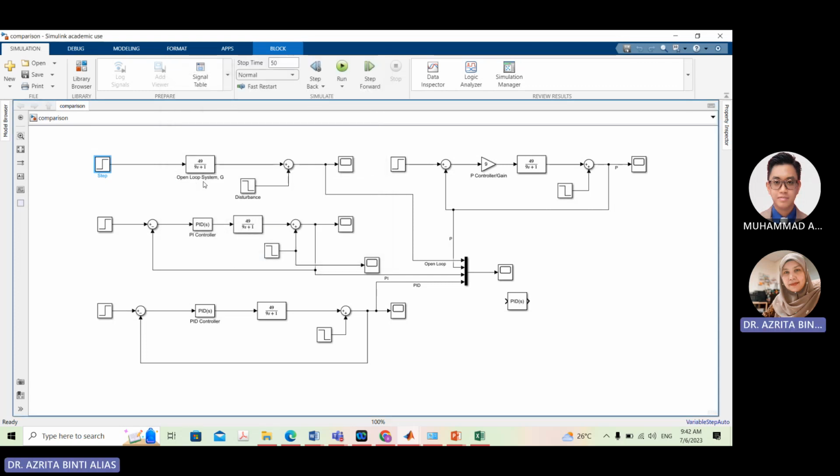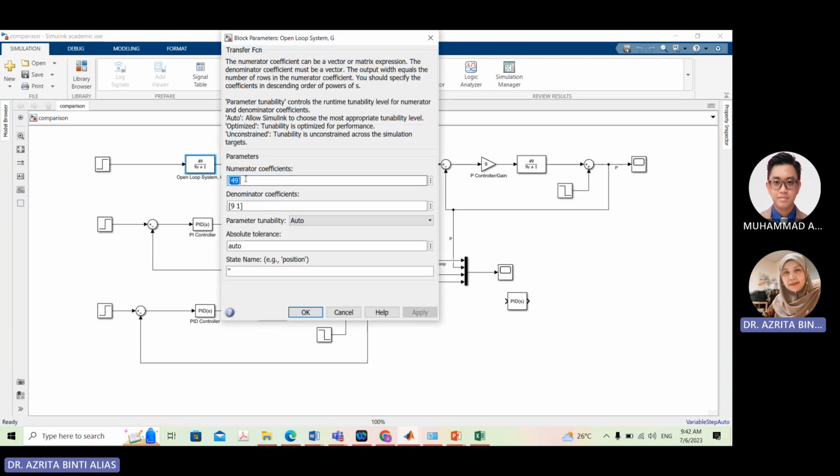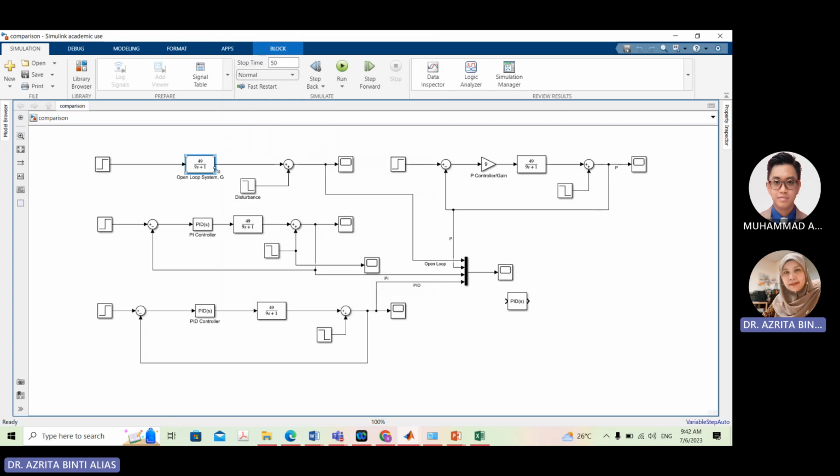And then this is the open loop system. So you need to put your numerator coefficient and denominator coefficient. You don't need to put the delay time since we already give the delay time here. Okay, so just put the open loop system without the delay, without the exponential.